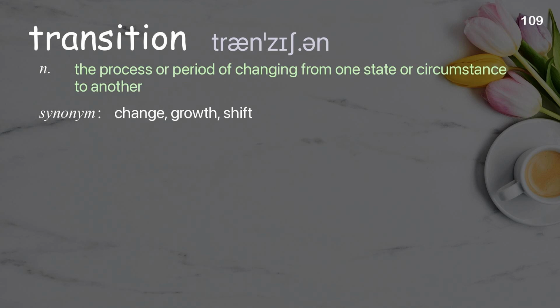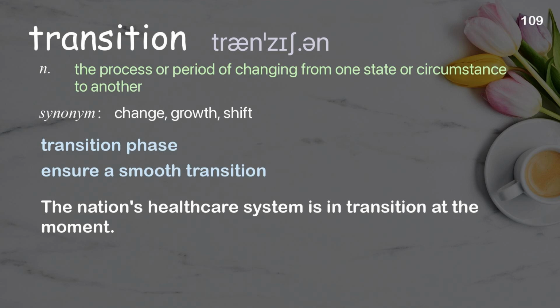Transition. The process or period of changing from one state or circumstance to another. Examples: Transition phase. Ensure a smooth transition. The nation's healthcare system is in transition at the moment.